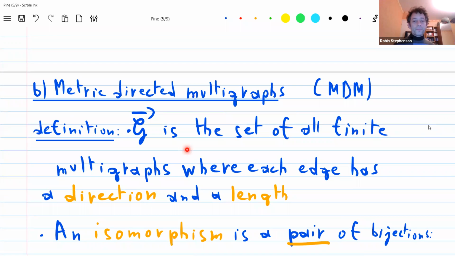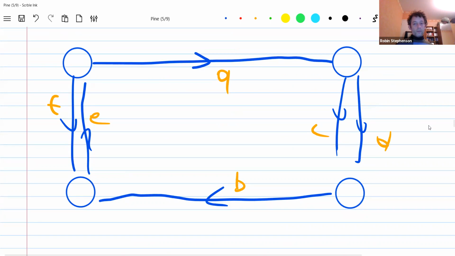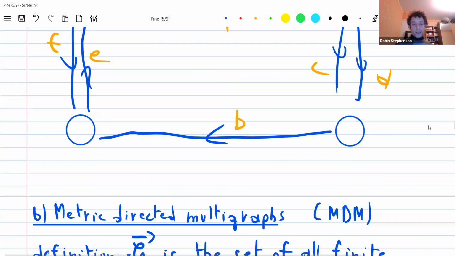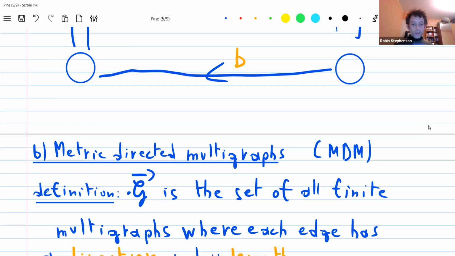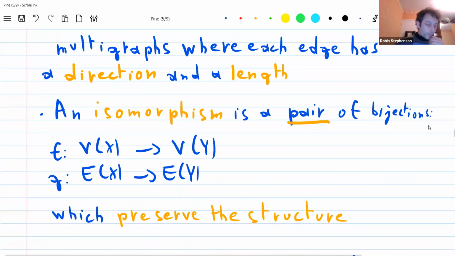So an MDM is a finite multigraph where each edge has a direction and a length. And I should insist that each edge is really identifiable and different from other edges which may connect the same vertices. So this is what we had above. If we scroll back a bit, so we had 4 vertices and a few edges. Each edge has an arrow and a length. So that defines them. I'm interested also in the notion of isomorphism. So this is going to ignore the lengths. It's just a discrete thing.